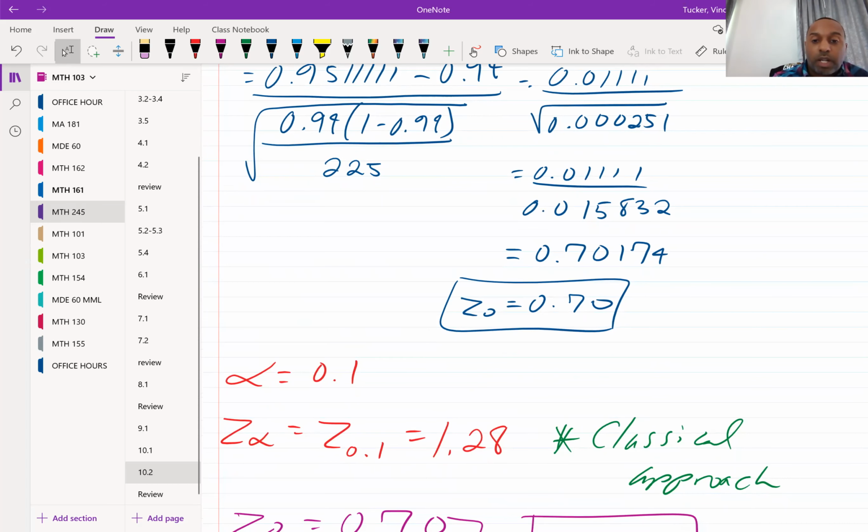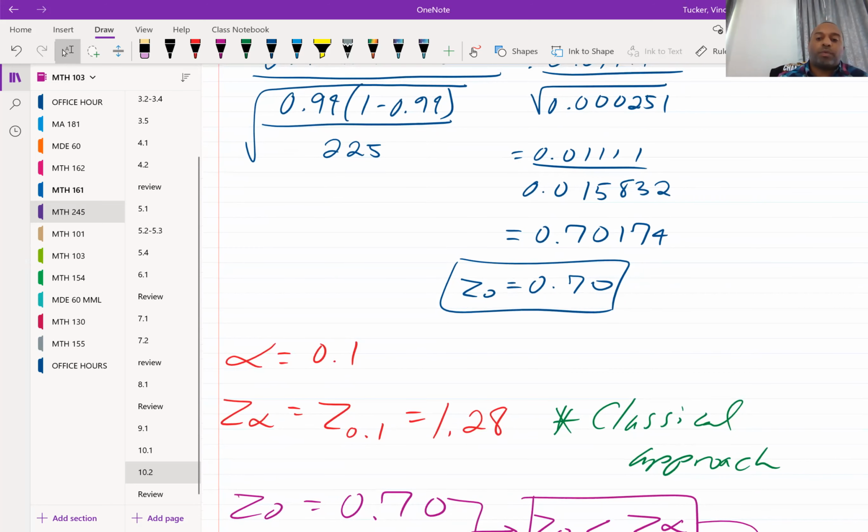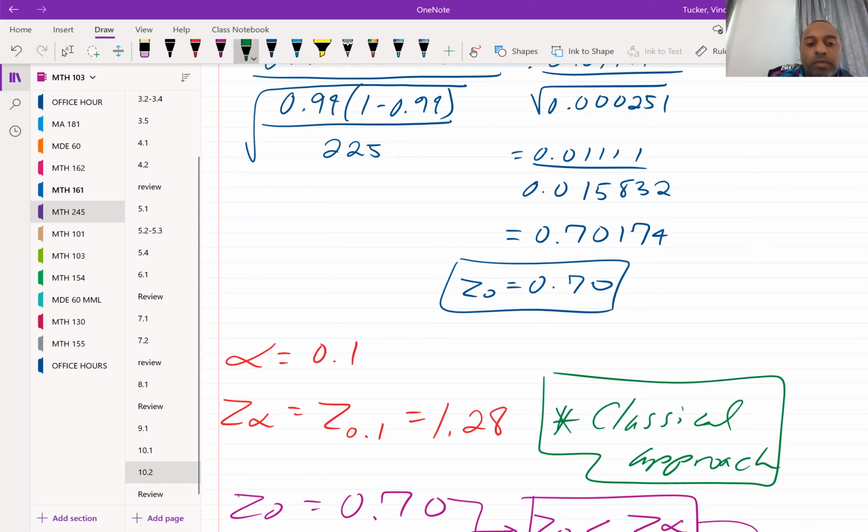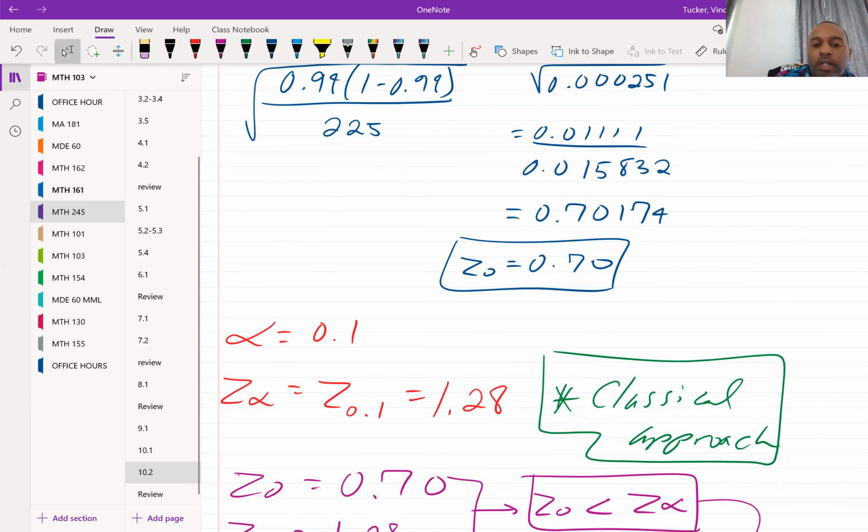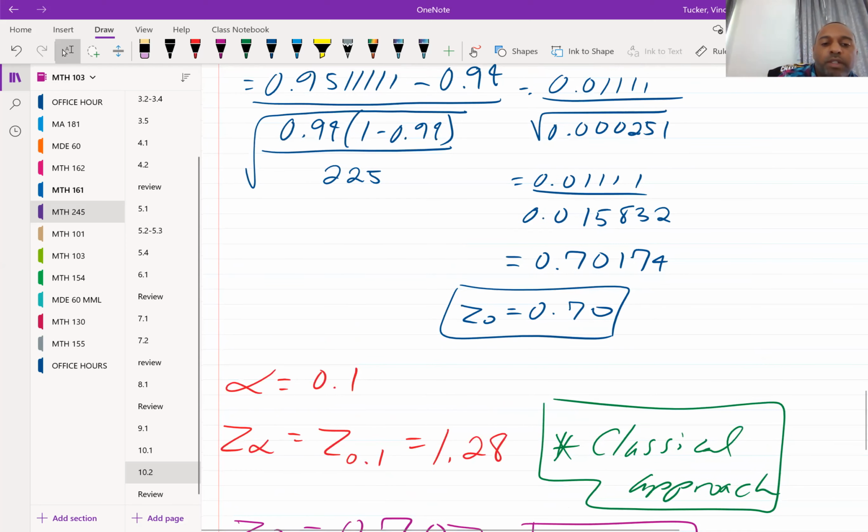So now we're going to do the classical approach. What we've done up to this point was the p-value approach. This was the classical approach. Now, before we go past the red, we'll just see what we did as far as notation is concerned. So alpha is 0.1. So z alpha is going to be 1.28. We should be able to get that from our charts. Hold on, the z-score chart.